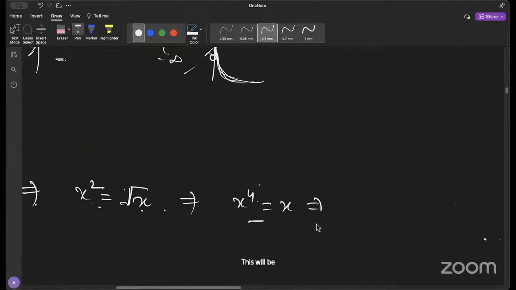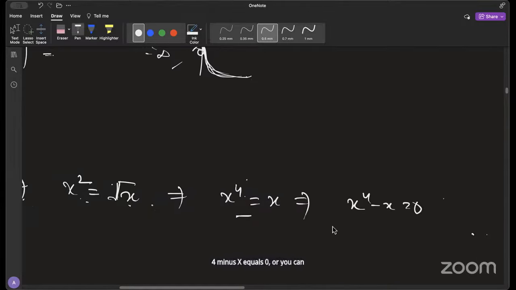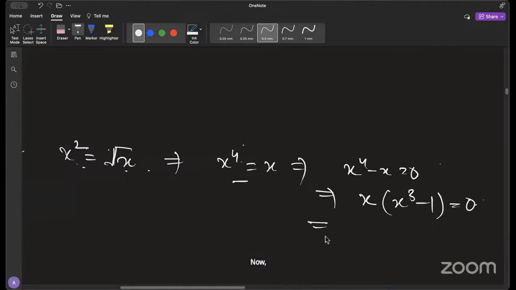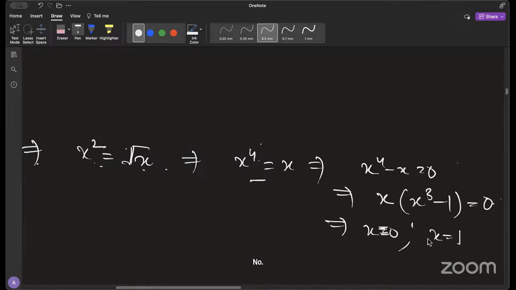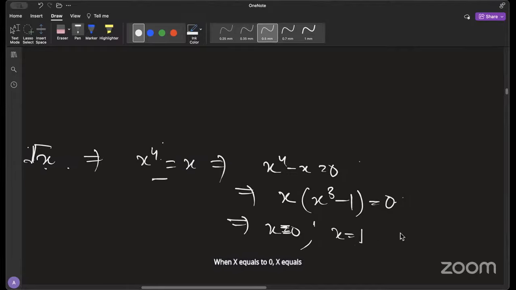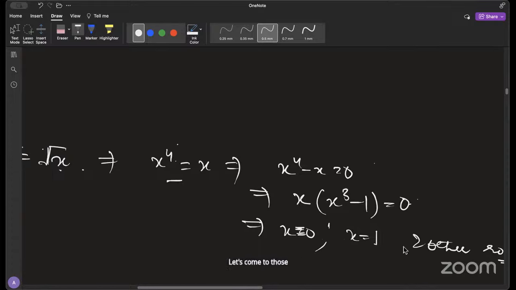If you take it on this side, you will have x to the 4 minus x equals 0, or you can simply write it as x times (x cubed minus 1) equals 0. Now one is x equals 0, and the other, this has 4 roots. In complex numbers, at least, this is going to have 4 roots, and x equals 1. So you have x equals 0, x equals 1, and 2 other roots. Let's come to those later. You don't even have to look for those two.